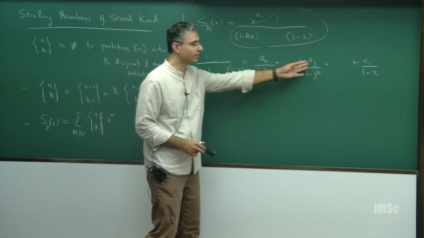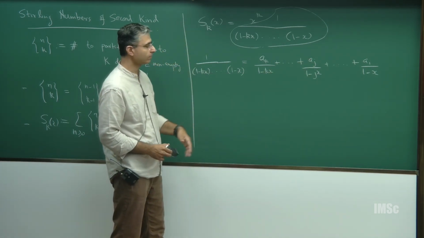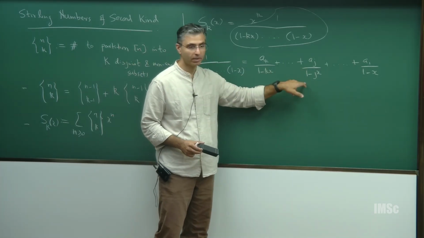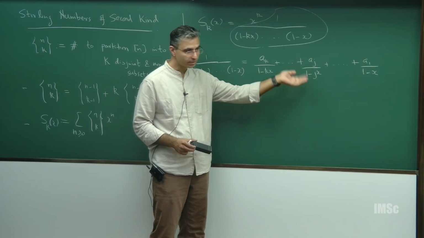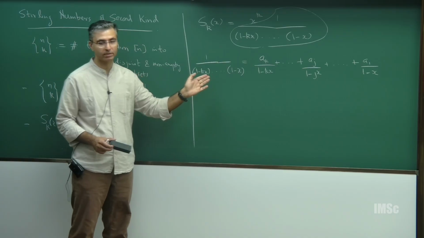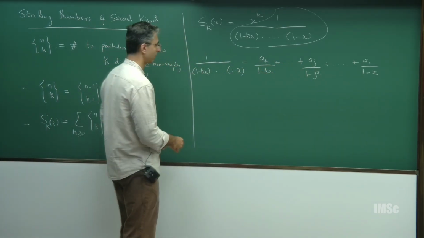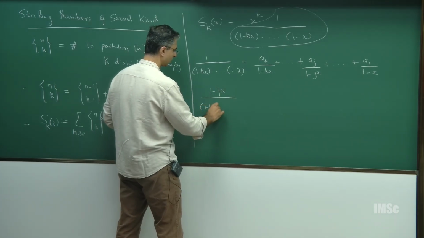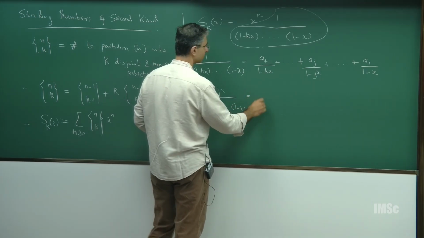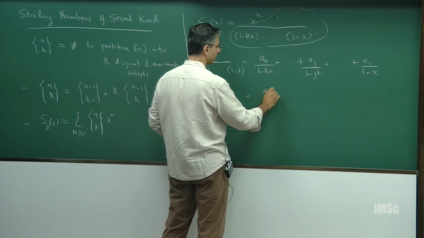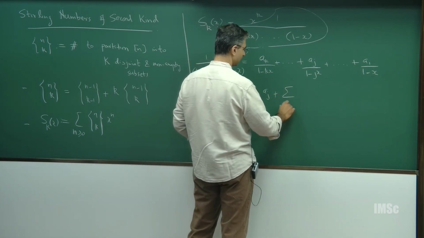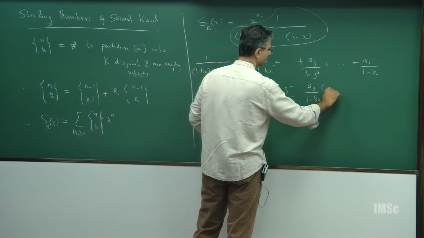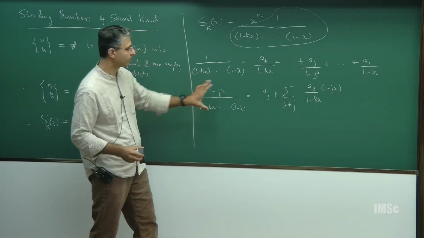Okay, so how do we find A_j? So, what we do is you multiply throughout by the denominator 1 minus jx, clear the denominator and substitute x is equal to 1 by j, everything else will vanish, only this term will survive. So, let us multiply by this. So, it is A_j plus, let us say, L not equal to j. So, we have this identity.